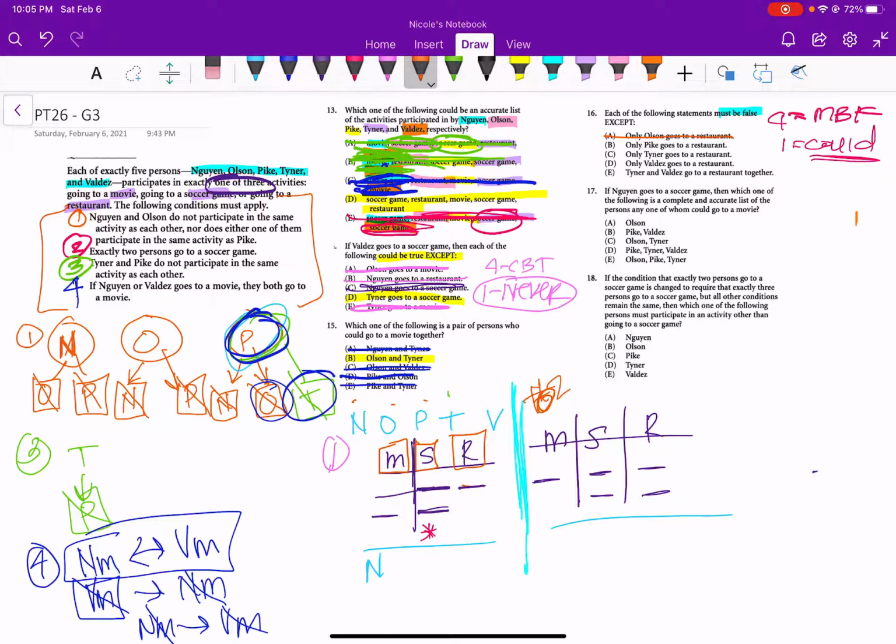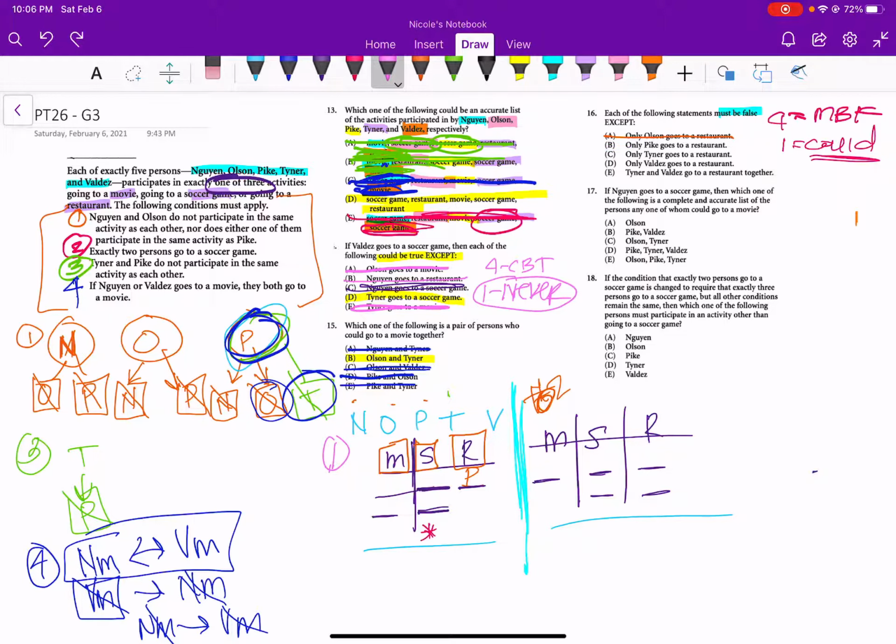Only P goes to a restaurant. I like this one since P is really constrained and we're putting it together, but I don't know. Once again, if N goes to the movie, that means that V has to go. And then that leaves O and T together, which can be together. So I like this one, because even if O and T went to the movie together, it would leave N and V going to the soccer game together. If I was taking the test, I would select that one and move on, but we shall see. I should leave it open.